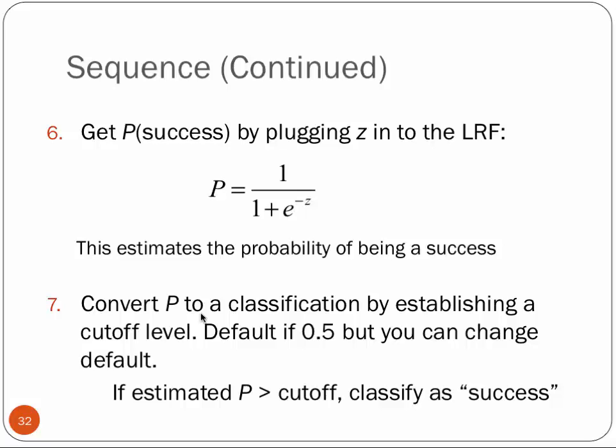So for example, most data mining algorithms set the default at 0.5 as the probability cutoff, but it can be changed. You could say the probability has to be at least 0.8 for us to consider something a success. And we could manipulate that using the data mining software.